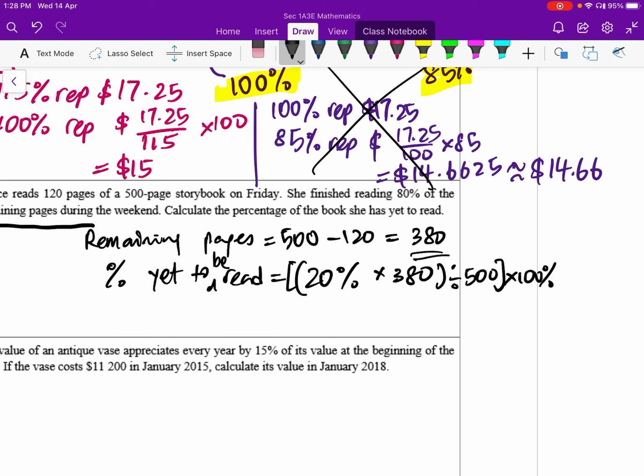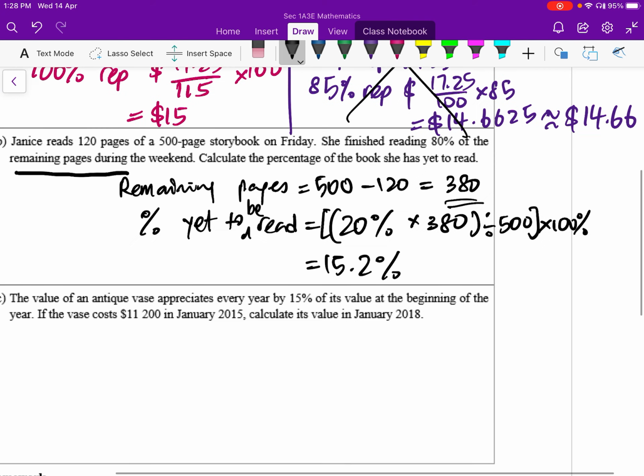Okay, so we get 15.2%. Oh, I'm so sorry about the error. So 15.2% of the book yet to be read. Okay, thanks for pointing that out.